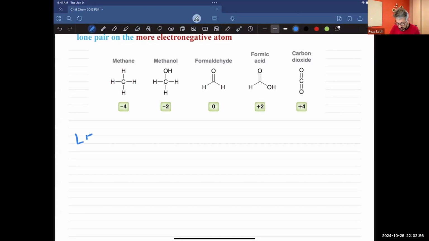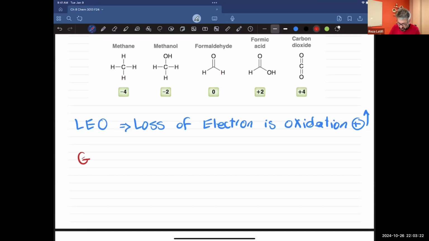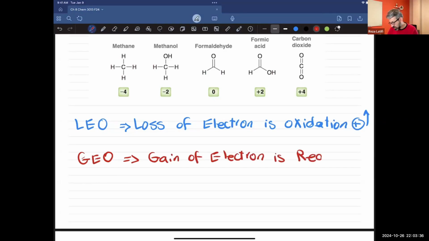We have LEO, which stands for loss of electron. Loss of electron is oxidation. That means the positive charge is going to go up or increase. So loss of electron is oxidation, and gain of electron is reduction. That means the positive charge will go down and it will turn more negative.